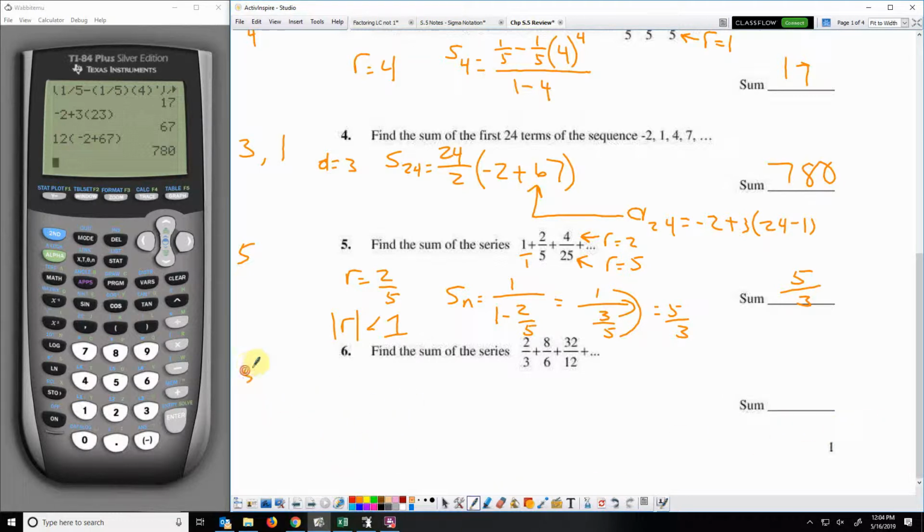Okay, I'm going to use formula 5 again for the sum of a series. In the numerator, it looks like we're multiplying by 4. In the denominator, multiplying by 2. So r is 4 over 2, which is 2. The absolute value of r in this case is not less than 1, so that means the sum has no limit.